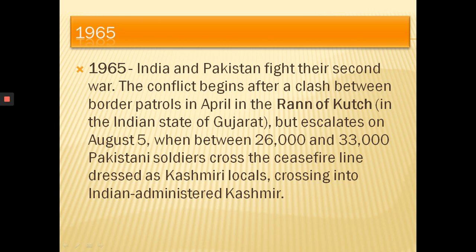So Pakistan had this Operation Gibraltar, to completely cut off Jammu and Kashmir from India. Even though this conflict started in the Rann of Kutch, which is a part of Gujarat, another border with Pakistan, it escalated into a bigger war, and Pakistan infiltrated its soldiers across the border of Jammu and Kashmir.